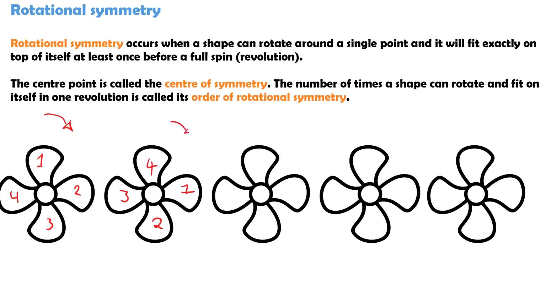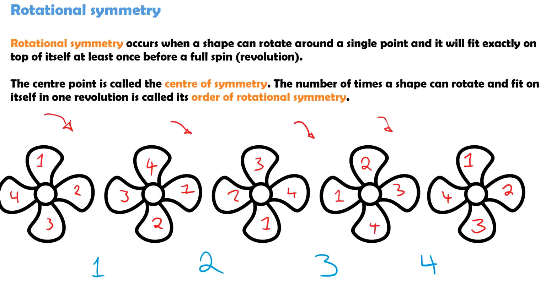I can then rotate it again, and this time I have 1 on the bottom, 2, 3, 4, and we can rotate it again, 1, 2, 3, 4, and then finally if we rotate it one more time we get back to the original. Alright, so the number of times we were able to rotate it and it still have the exact same shape was once here, 2, 3, and then finally 4 to get back to the original.